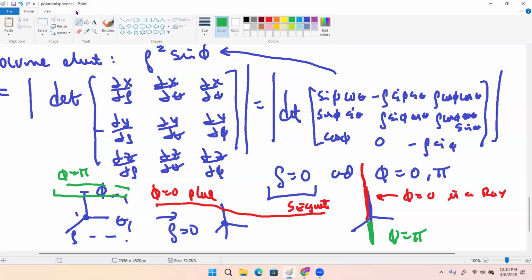So that is a little bit about what's going on with these coordinates. If you want a more detailed, accurate description, take a course in advanced calculus.